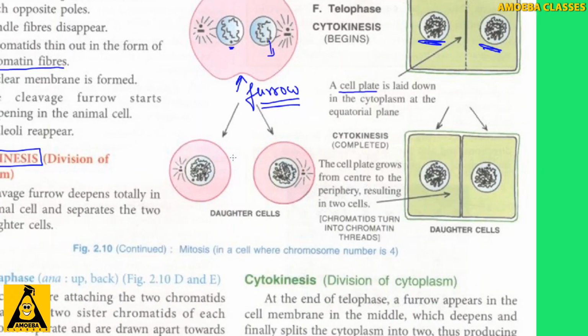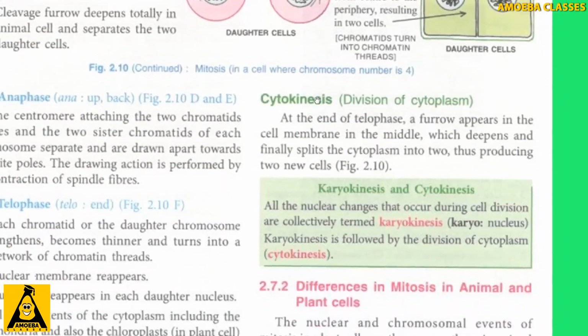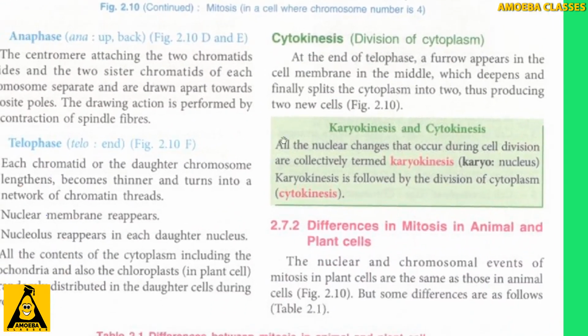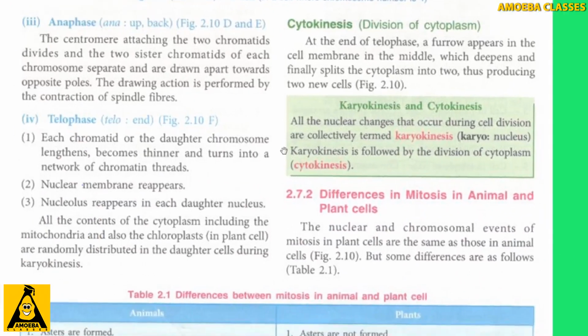So after furrow formation, what's happening? We now have 2 daughter cells. So from a single cell with a single nucleus, how many do we have? 2 daughter cells, and the number of chromosomes is still maintained. I hope you understood. Okay, so you can pause the video and read it out. You can pause the video and read this content. So the basic thing about mitosis has already been completed.